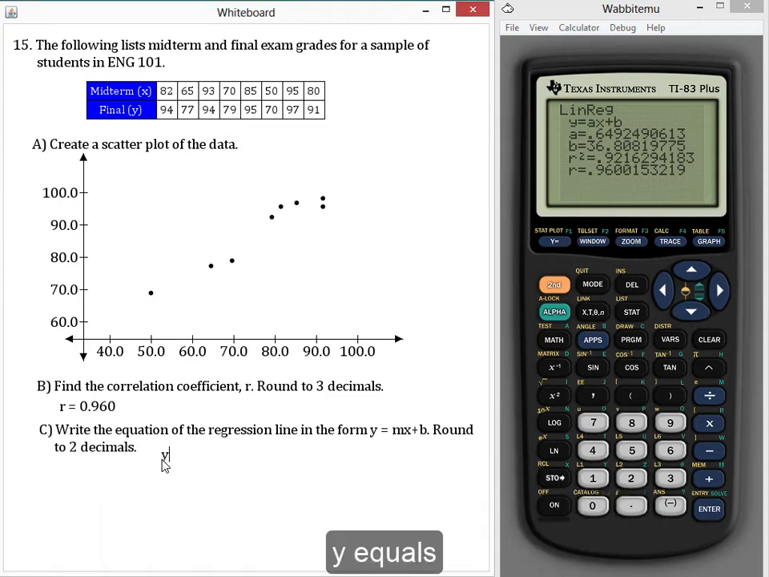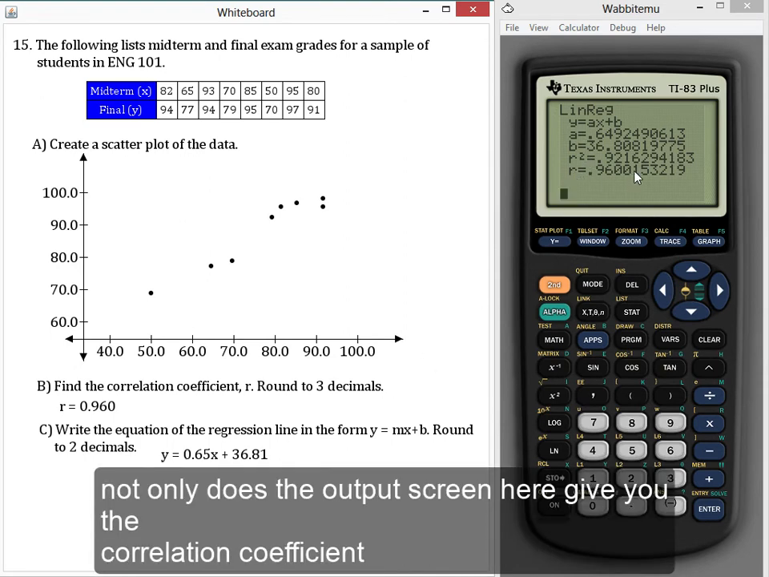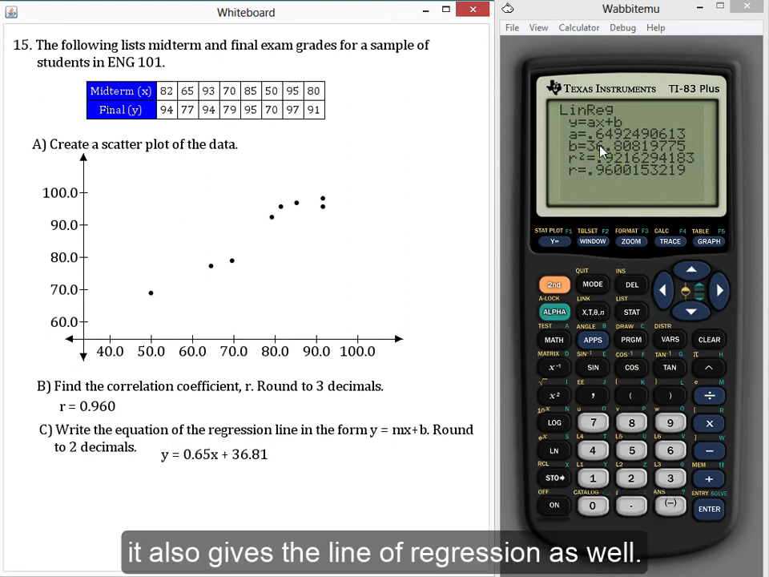It's going to be y equals 0.65x plus 36.81. And that's our line of regression. So not only does the output screen here give you the correlation coefficient, it also gives you the line of regression as well.